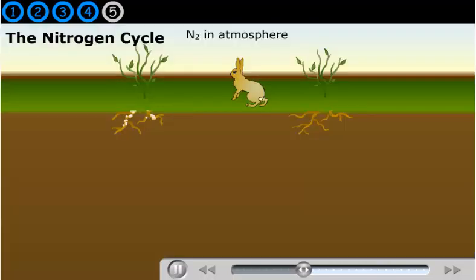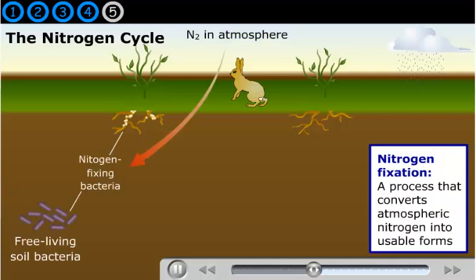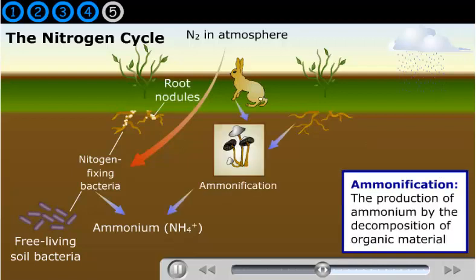Like carbon, nitrogen has an atmospheric form that is unusable by most organisms. Atmospheric nitrogen must be converted to ammonium or nitrate before it can be used by plants. Nitrogen-fixing bacteria, either symbiotic or free-living, convert nitrogen gas to ammonia, which picks up a hydrogen ion to become ammonium. Ammonium is also produced by decomposition.